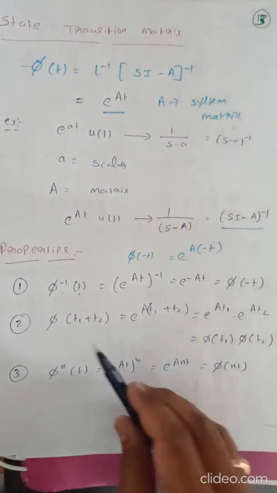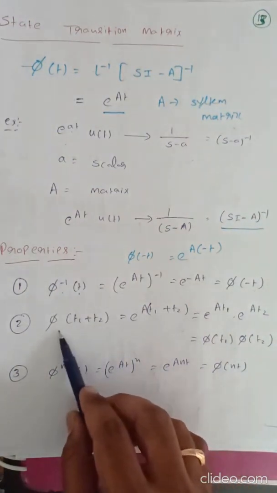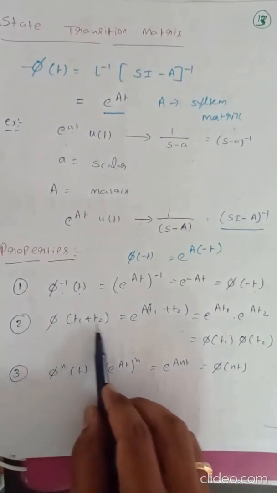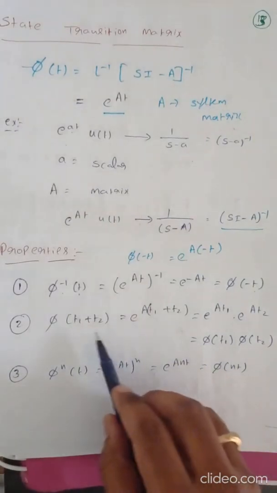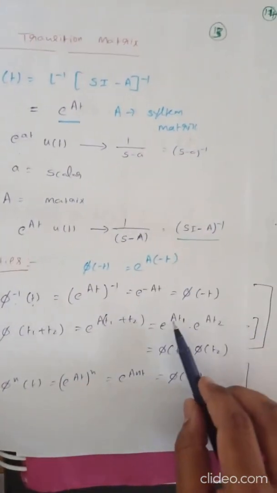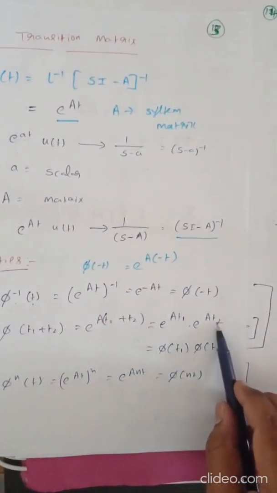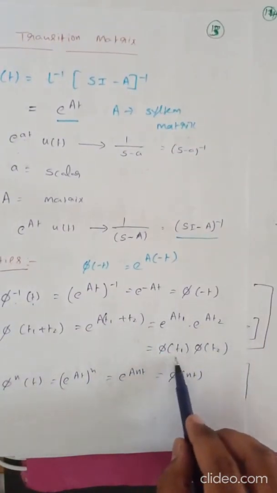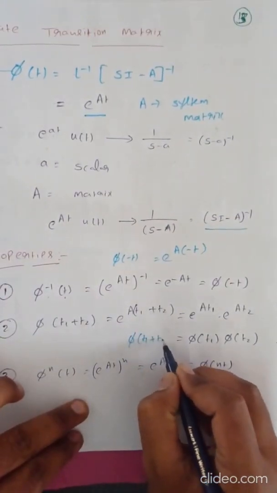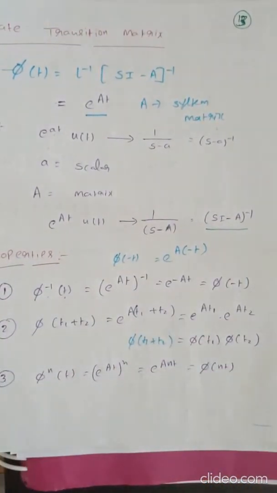Suppose we take two different time intervals, then what is the total response? Phi of t1 plus t2 equals, on further expansion, e power A(t1 plus t2), which is e power At1 into e power At2, and that can be represented as phi of t1 into phi of t2. That means the response for the sum of two times is always the multiplication of the two individual time responses.